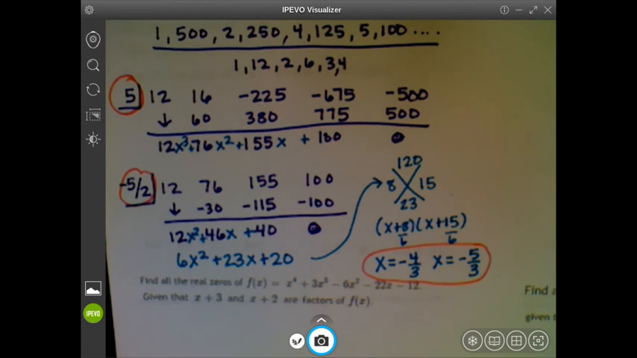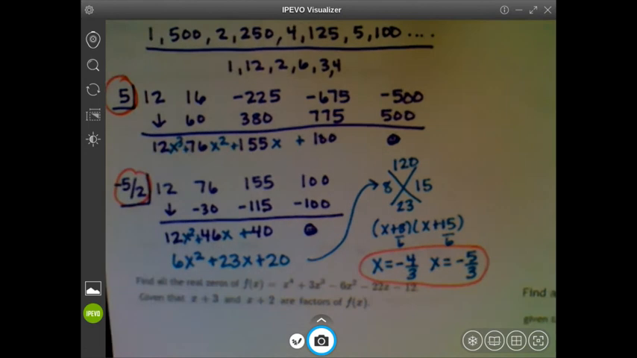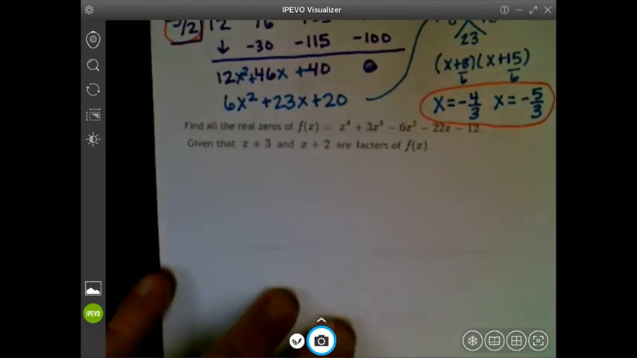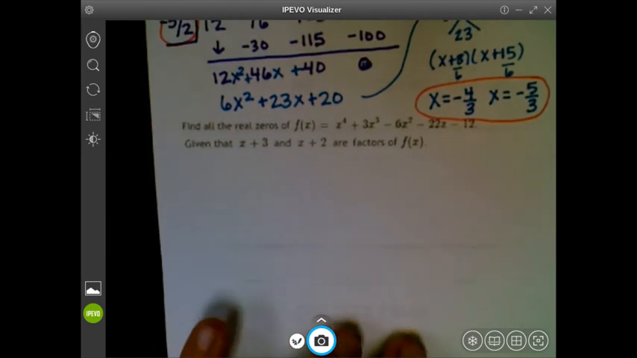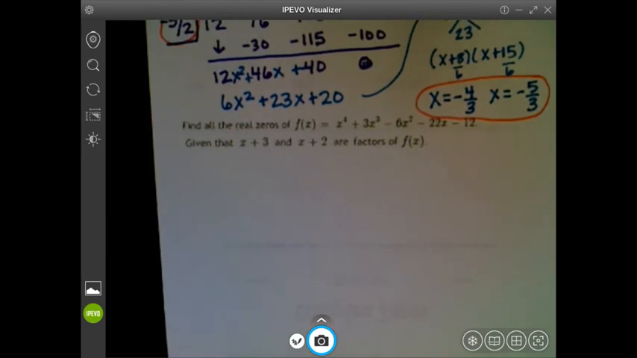All right, we'll go ahead and I'm going to skip this next problem right here, and we'll go ahead and just do these last two for some additional practice. So it says, find all the real zeros of the polynomial x to the 4th, blah, blah, blah, blah, blah, right? Given that x plus 3 and x plus 2 are factors.